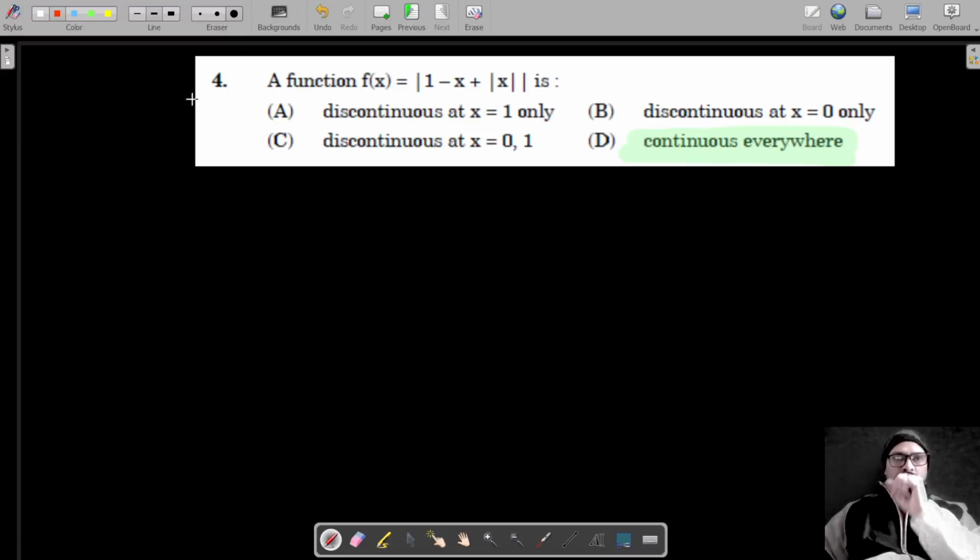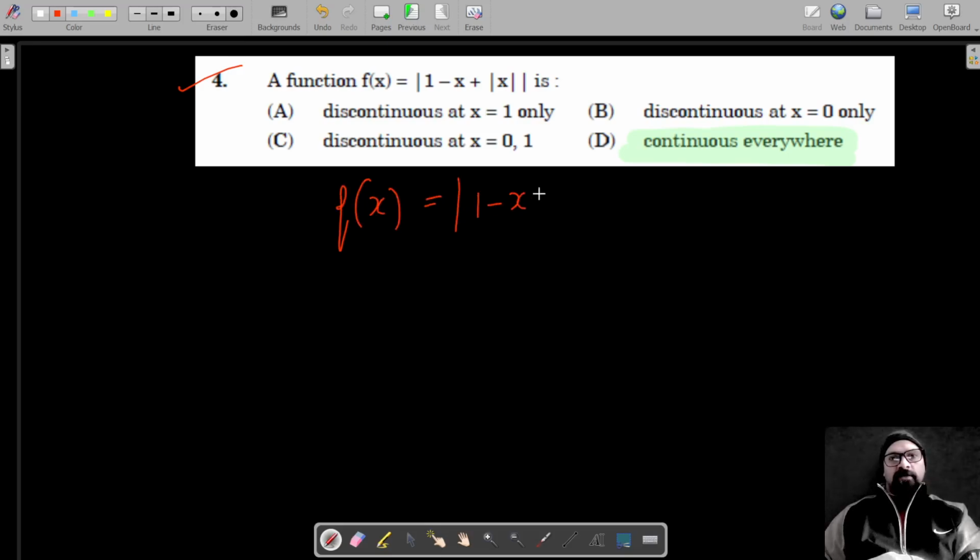Okay, for question number 4, it's given that f of x is equal to modulus of 1 minus x plus modulus of x, and this whole is modulus. Now we have to check its continuity. So our given function is f of x is equal to modulus of 1 minus x plus modulus of x.